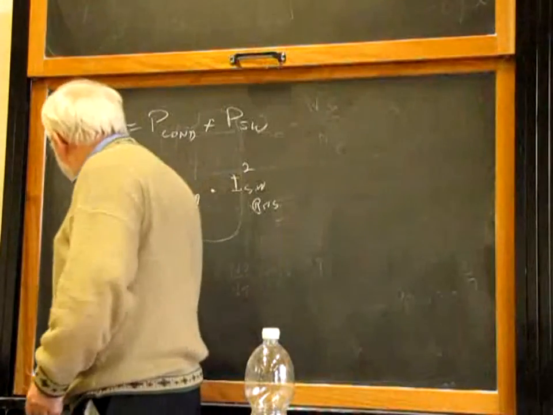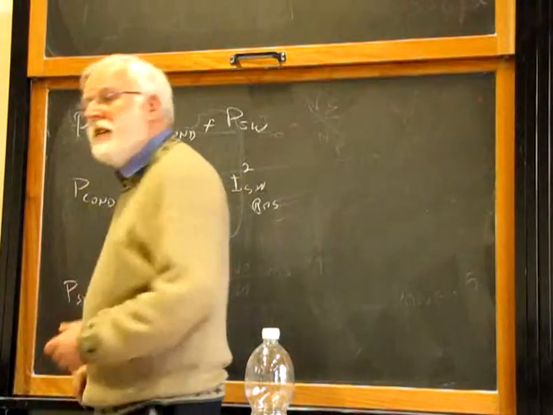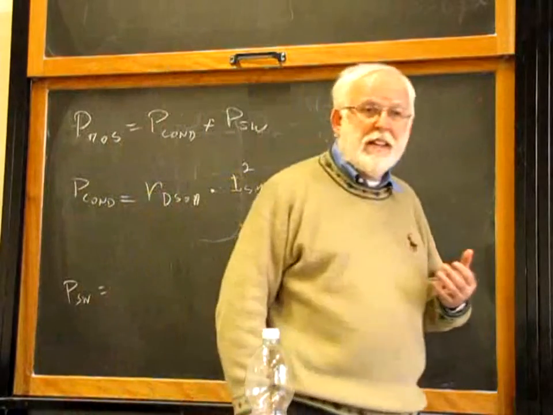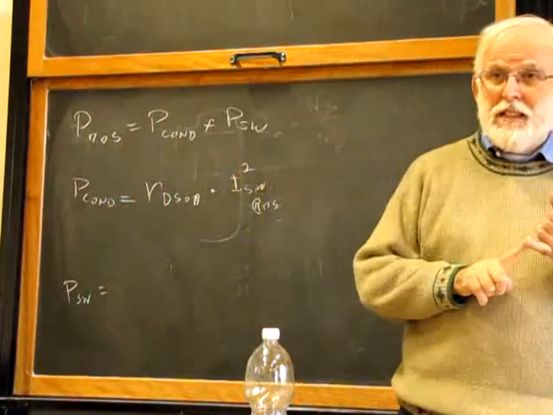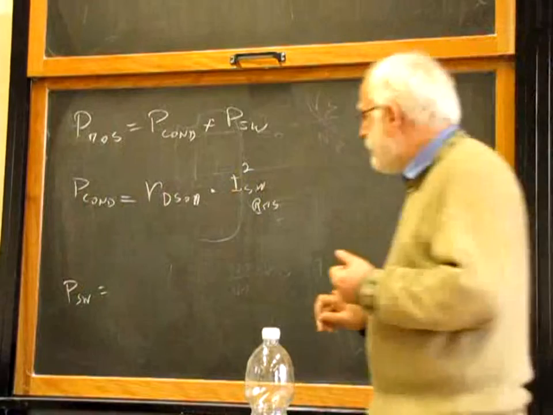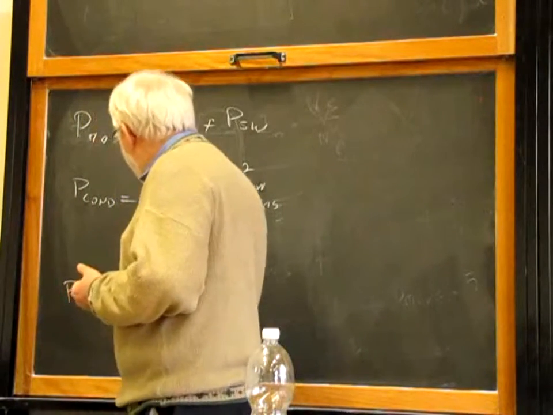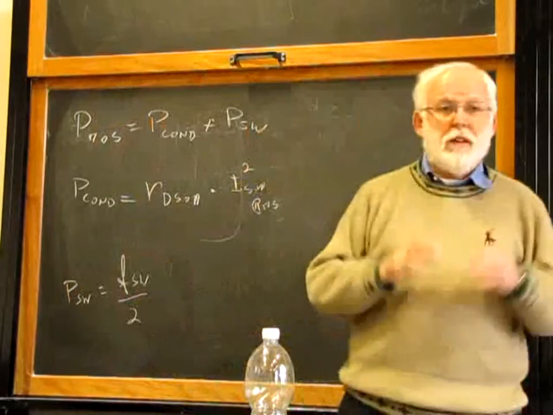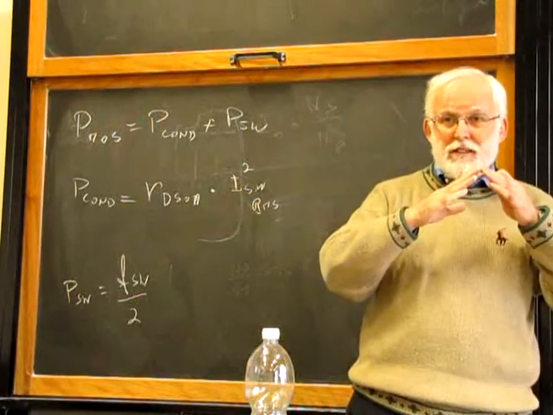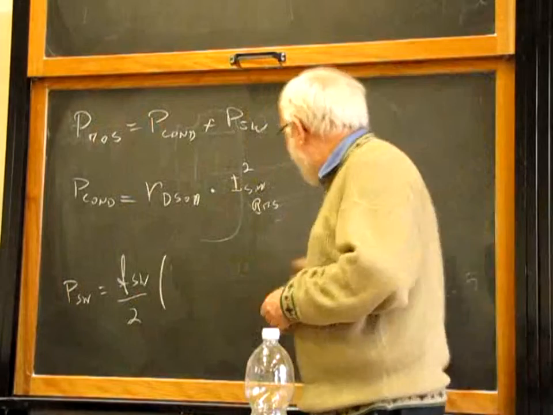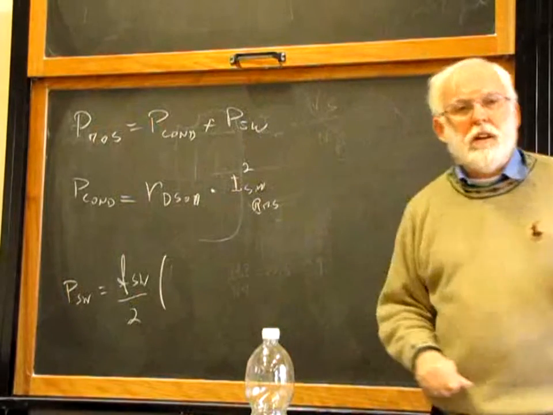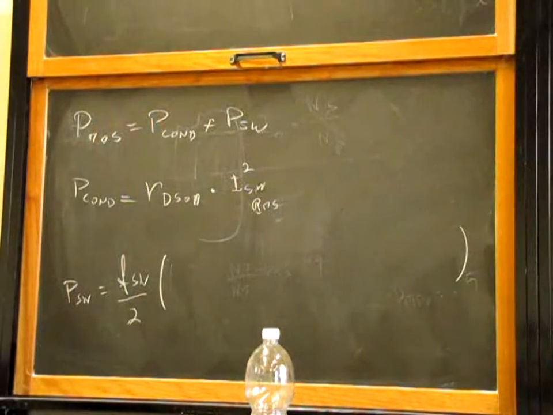And this switch, the switching losses are given by the switching frequency, divided by two because those are triangular waveforms. And then we have to add two terms: one due to the turn on and one due to the turn off.